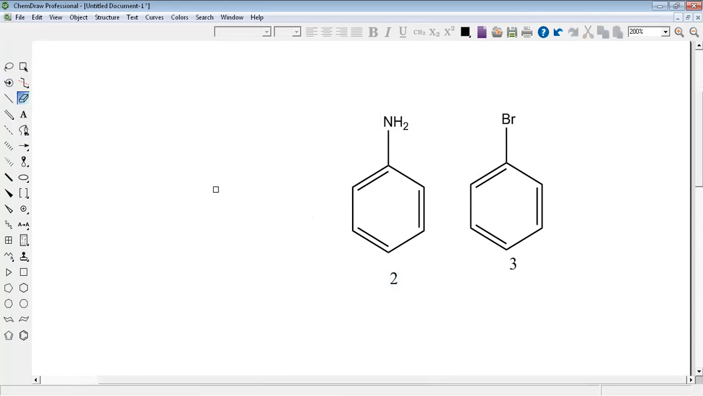The nitrogen has a lone pair of electrons. Now by the resonance effect.